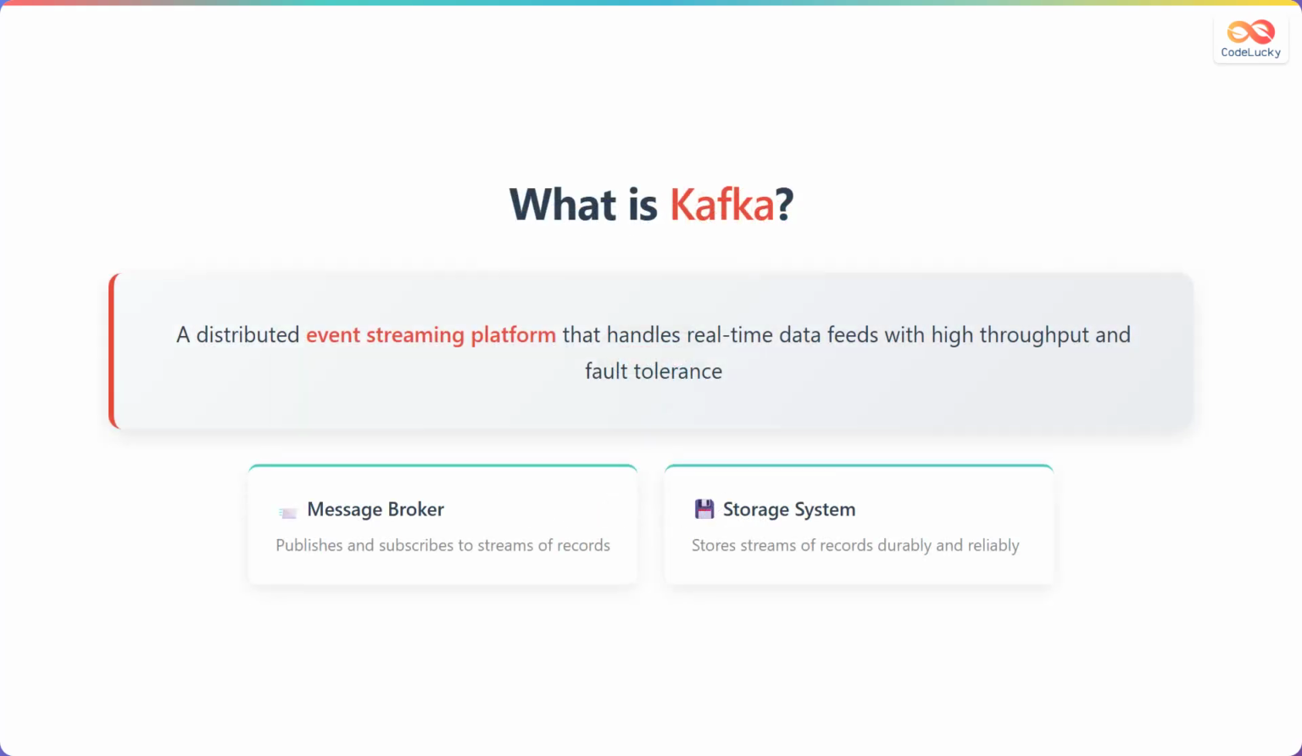So, what exactly is Apache Kafka? At its core, Kafka is a distributed event streaming platform. This means it's designed to handle real-time data feeds with high throughput and fault tolerance. Think of it as a central nervous system for your applications, allowing them to communicate and share data seamlessly. Kafka serves as both a message broker, where it publishes and subscribes to streams of records, and a storage system, which stores these streams durably and reliably.